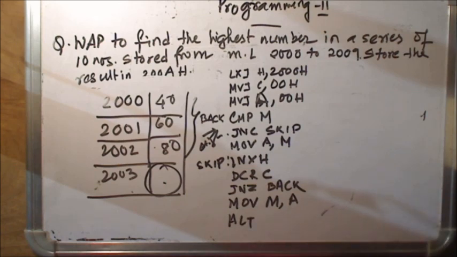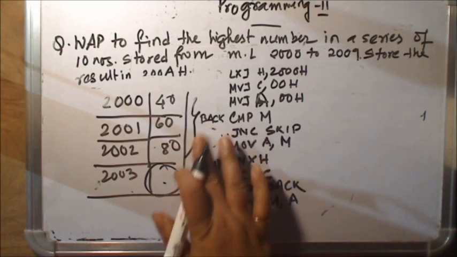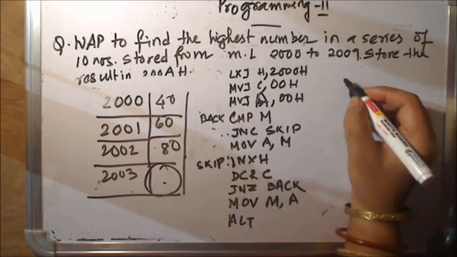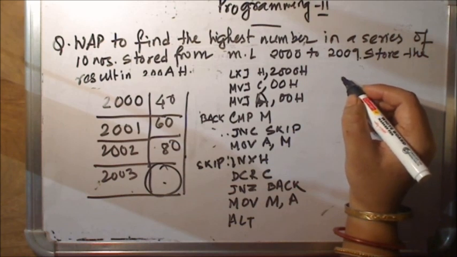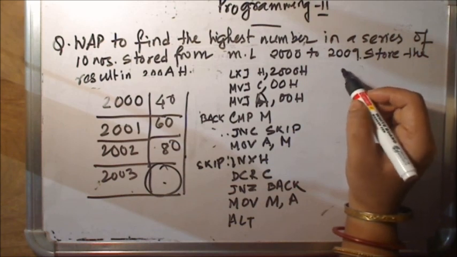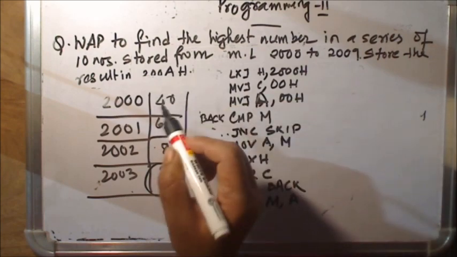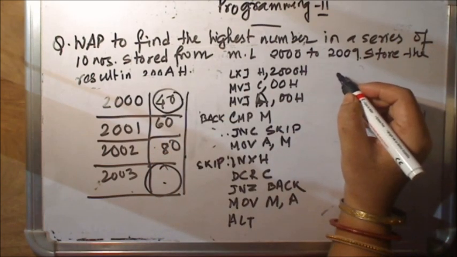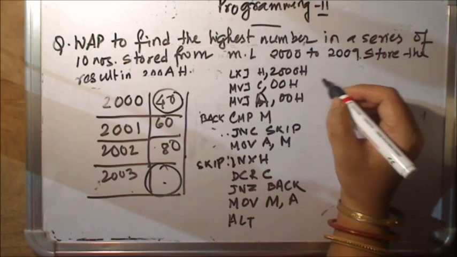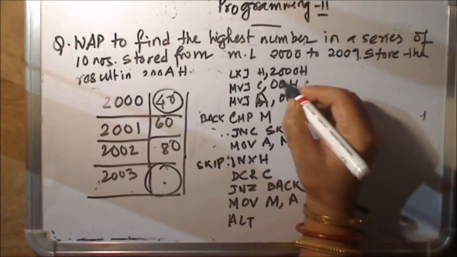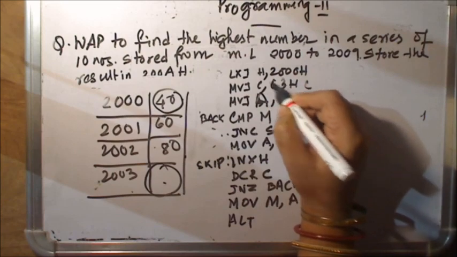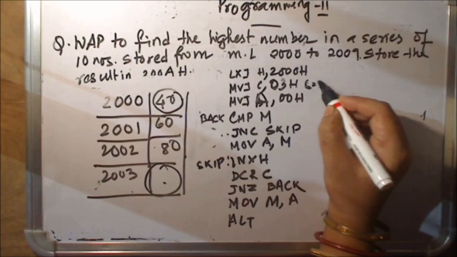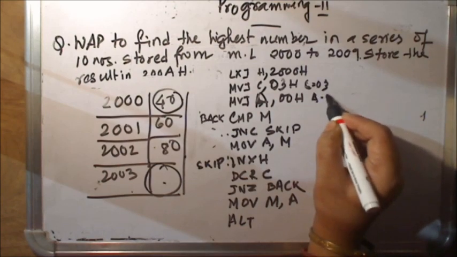So let's see whether this program works or not. First we initialize the HL pair with 2000. So the HL pair is 2000, which is our M. M is 40. Then C is 03, because we have 3 numbers. Then A is 00.